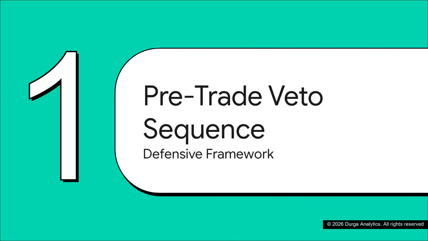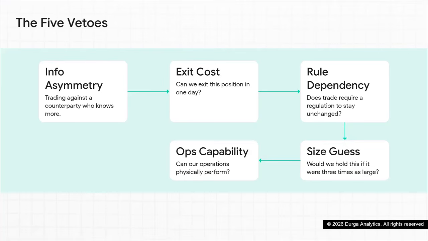Okay, Section 1, the pre-trade veto sequence. Let's arm you with the core defensive framework every durable desk needs. What you're looking at is the 5-step pre-trade veto sequence.